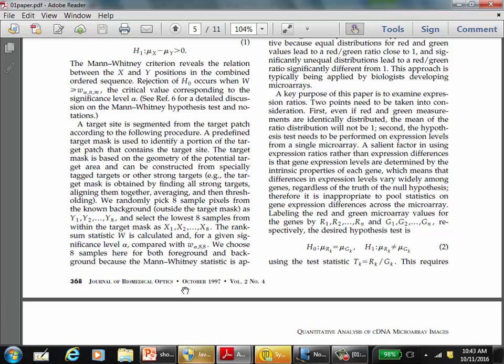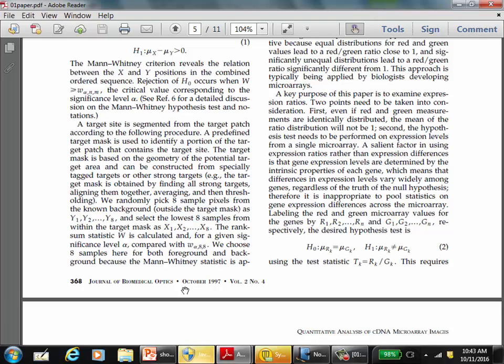The target mask is based on the geometry of the potential target area and can be constructed from specially tagged targets or other strong targets and so on. Okay, he's given some details, right? Now you randomly go and pick 8 sample pixels, right, from the known background, right? That is outside the target mask, and you call them Y1 through Y8, right? And then you select the lowest 8 samples from within the target mask and call them X1 to X8, right?